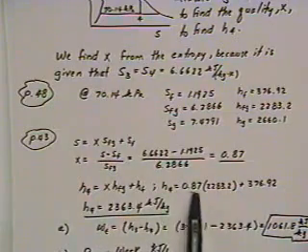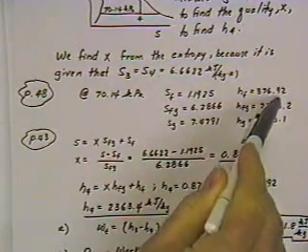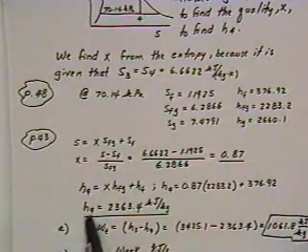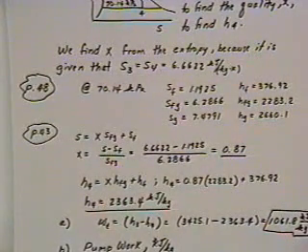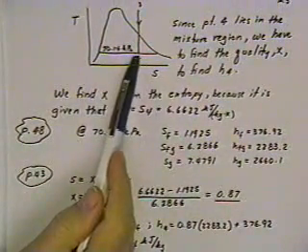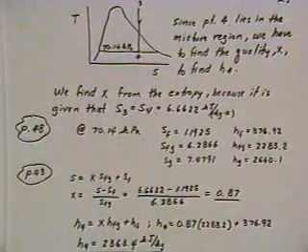We get H4 is 0.87 times 2283.2, which is the value here, plus HF, which is 376.92, and we have H4 then is equal to 2363.4. So that gives us the enthalpy then at state 4, and that's what we need in order to find the turbine work, H3 minus H4.